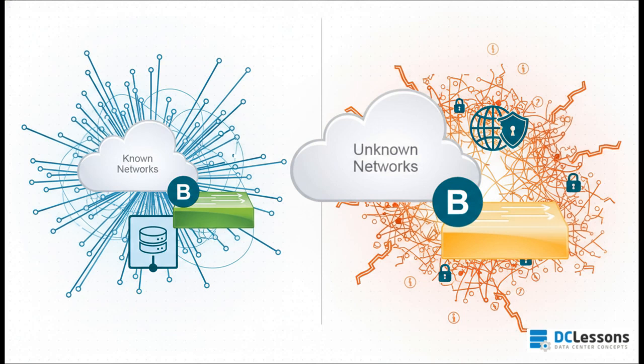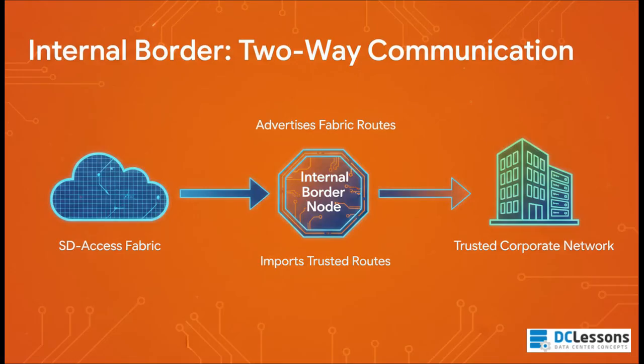But on the right, the external border connects to unknown networks, and that's your path out to the wild west of the internet. Okay, so the key thing to remember about an internal border is that it's a two-way street for routing information. It tells the rest of your company how to reach the networks inside the fabric, but it also learns routes from those trusted networks and brings them into the fabric. This is exactly how your fabric users can reach all those internal servers and services.